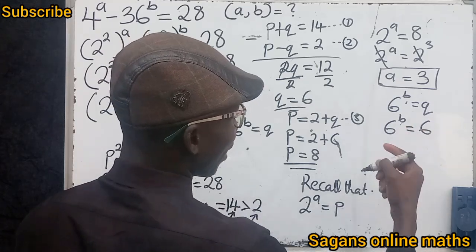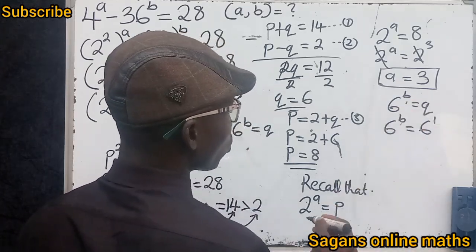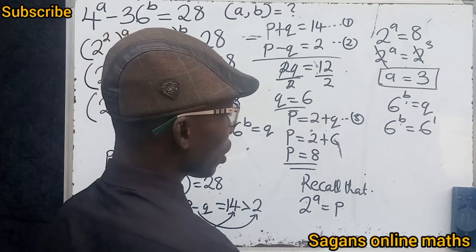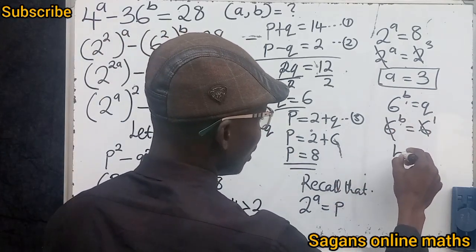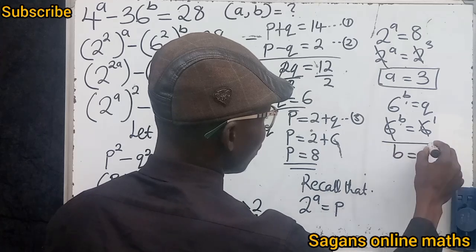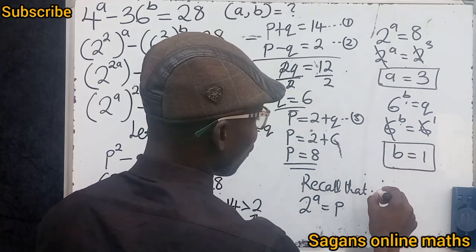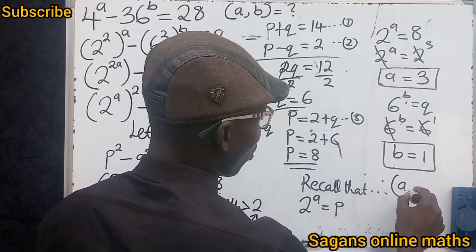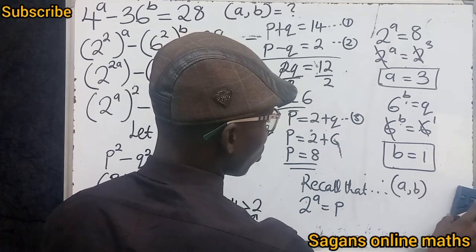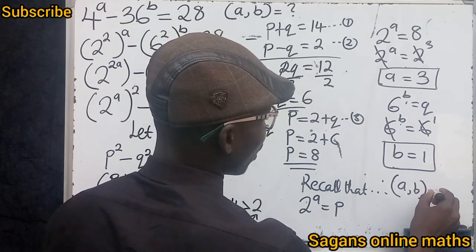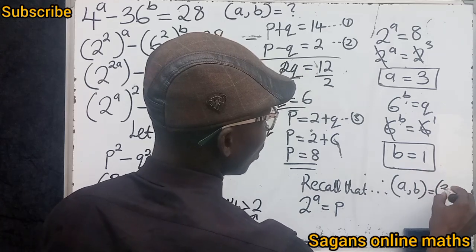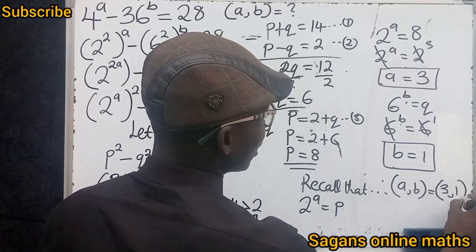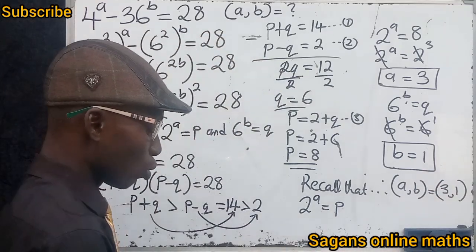And remember that the power of this 6 here is 1. So let's equate the power since the bases are the same. Let's do without them, so that our b will be equal to 1. This is the value of b. Therefore a comma b is equal to 3 comma 1. And this is the solution to this particular problem.